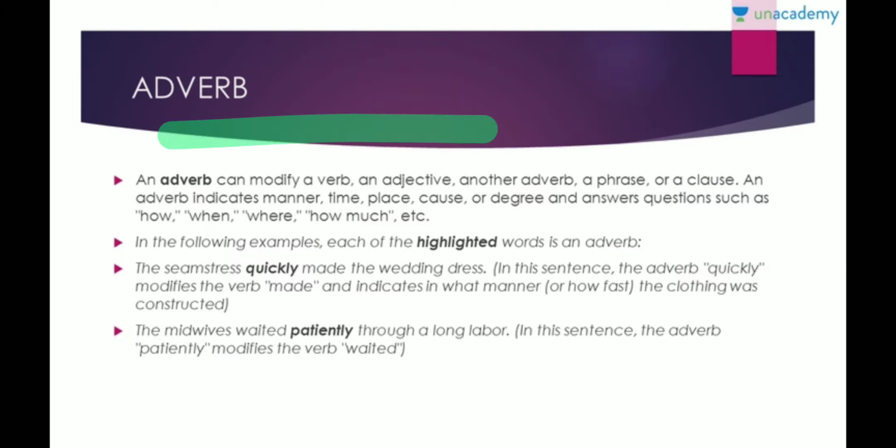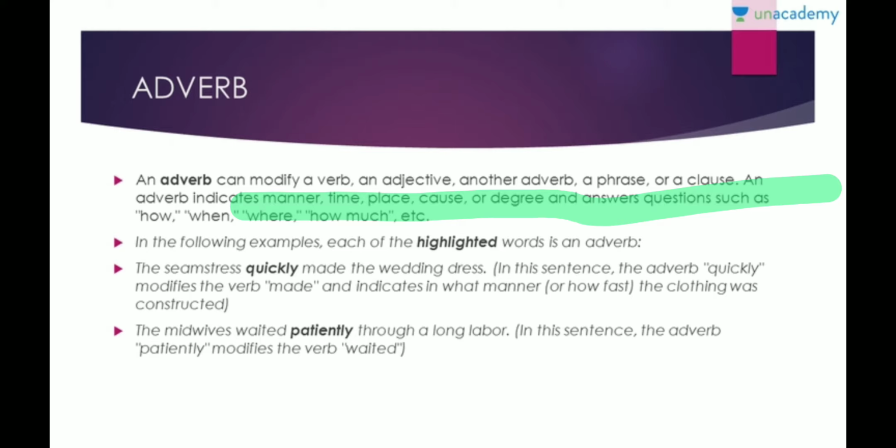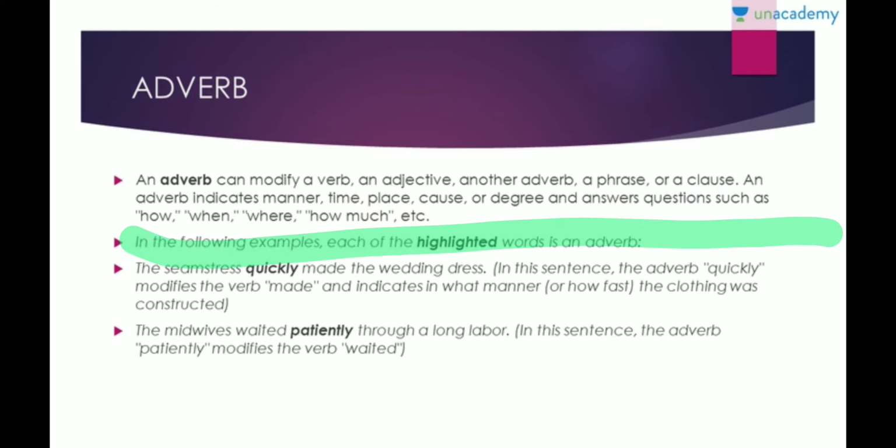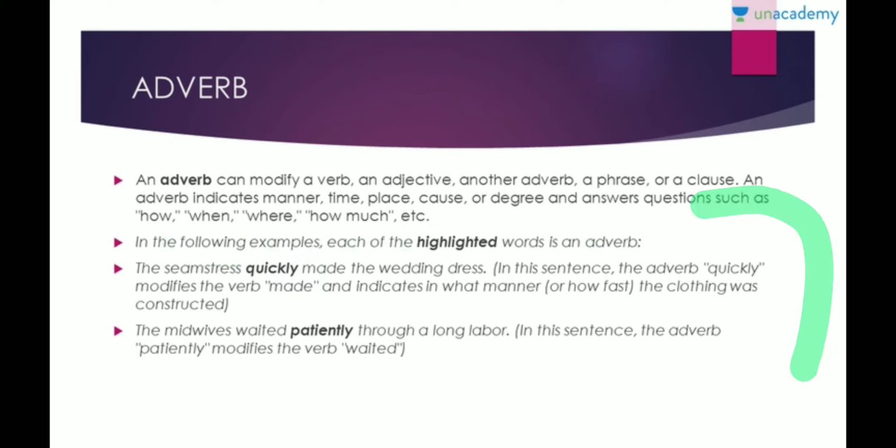So basically, what is an adverb? An adverb is something that modifies a verb, adjective, another adverb, phrase, or clause. What it'll do is modify the verb. I think we've had some examples in the previous sessions also, but of course, we'll take them up in richer detail here. An adverb will indicate manner, place, cause, degree, and answer questions like how, when, where, how much. As we go through the examples, it'll be easier for me to explain and for you to understand.